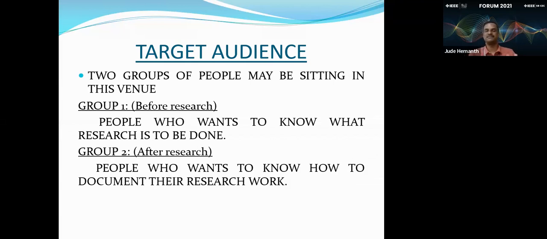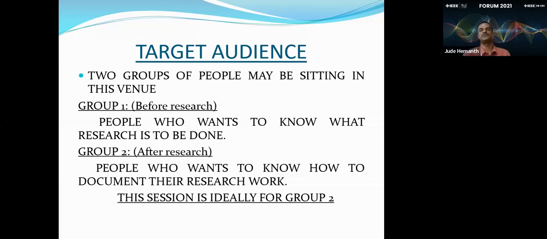Group two are people who want to know how to document their research work. They have some experimental results, and now they want to document it or make it known to the outside world for their recognition. So this session is ideally for group two people. If you have some experimental results or simulation or field study or whatever it may be, then you are in a better position to attend this session. If you are brand new, someone who has not yet initiated their PhD, then definitely you will get some idea on how to proceed later.